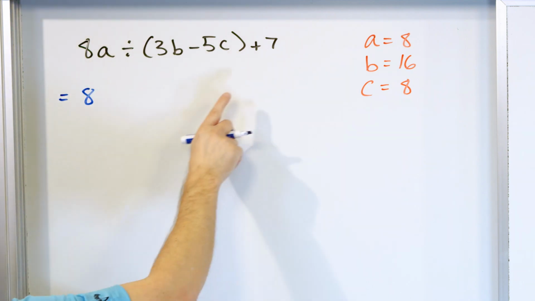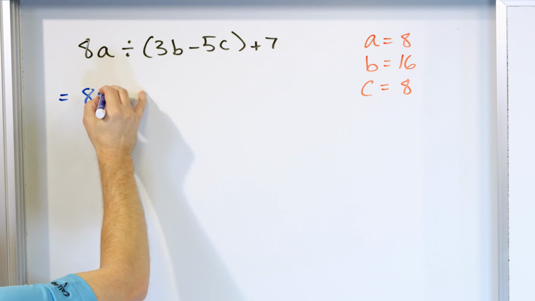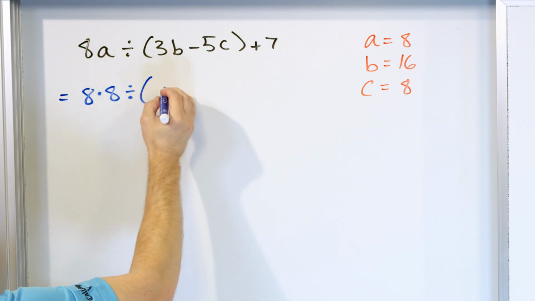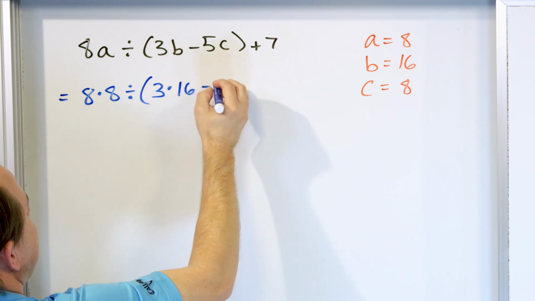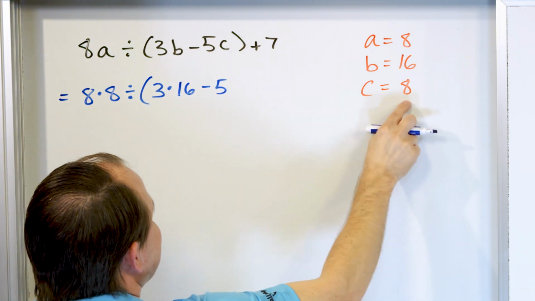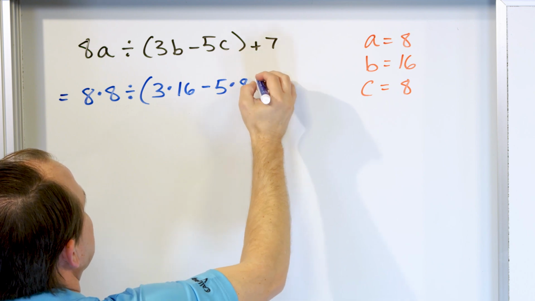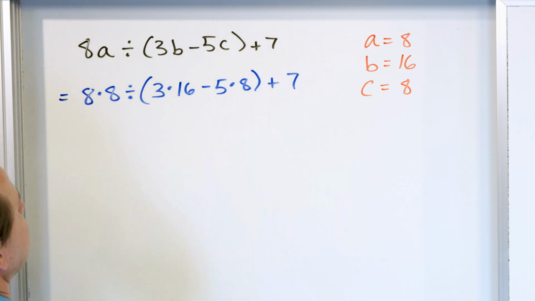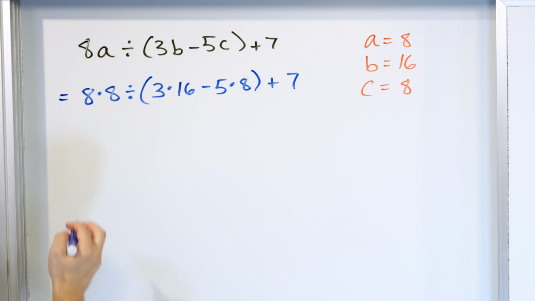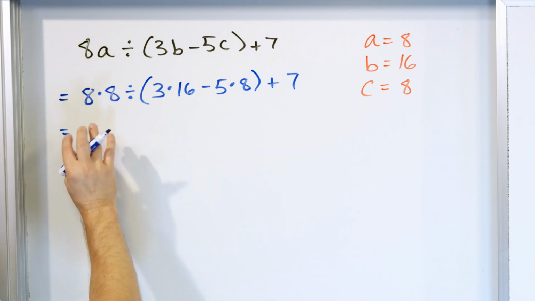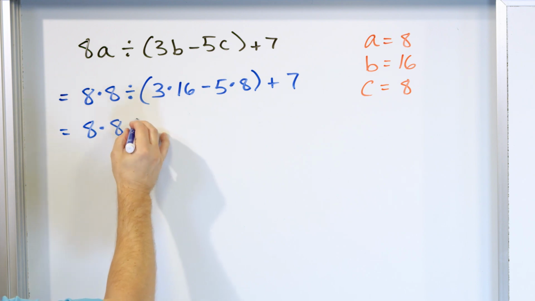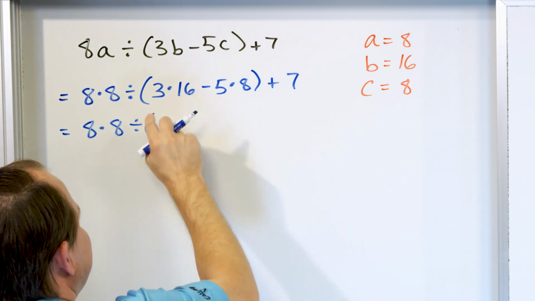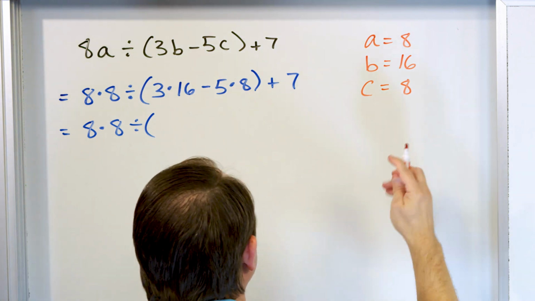So 8 times A is going to be 8 times 8. Then divide by 3 times B, B is 16. And minus 5 times C, C is also 8, right? Like this. And then we add 7. So that's what we have to do. Now, let's go ahead and just do everything by the book and do what's in the parentheses first. So we have 8 times 8 on the outside. Then we're dividing by, what do we have in here? 3 times 16. You may not remember that, so you can go over here.